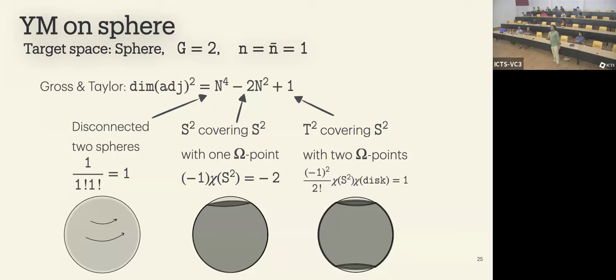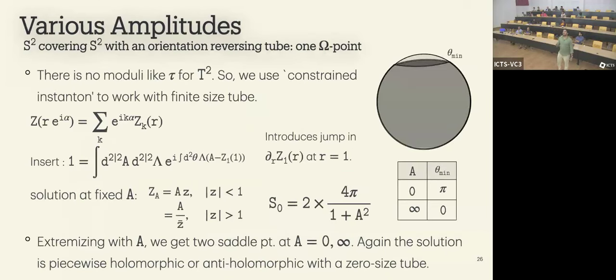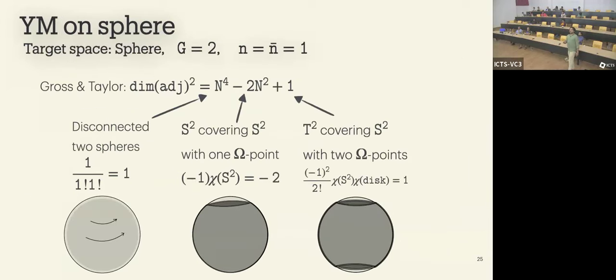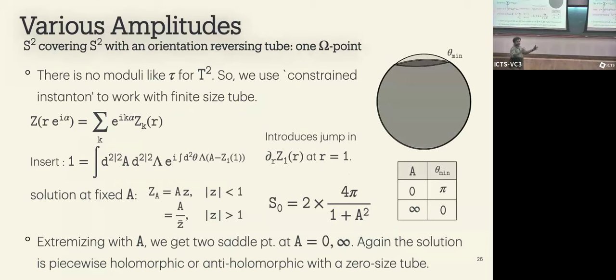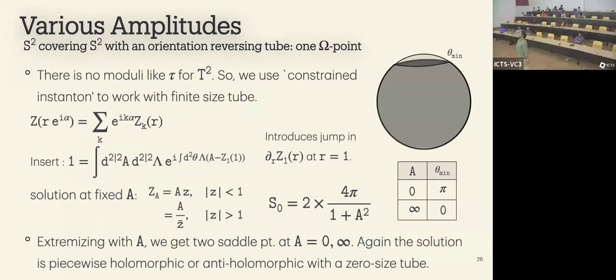Now I explained what happens in the disconnected two spheres. Now, a single sphere covering a single sphere with one orientation reversing tube. How to think of this: you have a sphere, the target space. Now you take another sphere and you press it, make it a disk, two disks connected on the edges. Then you put it back on the sphere again, the target space. And that creates a hole in the worldsheet mapping. That's exactly represented here. This is going from here and then again coming back from here.